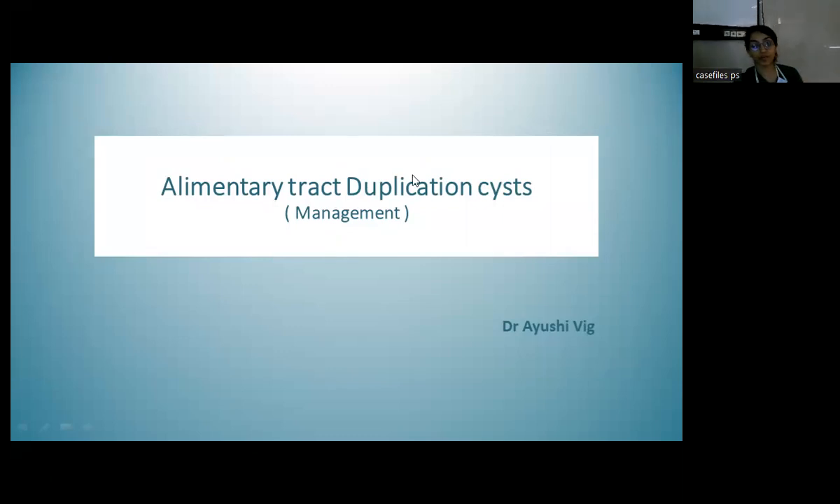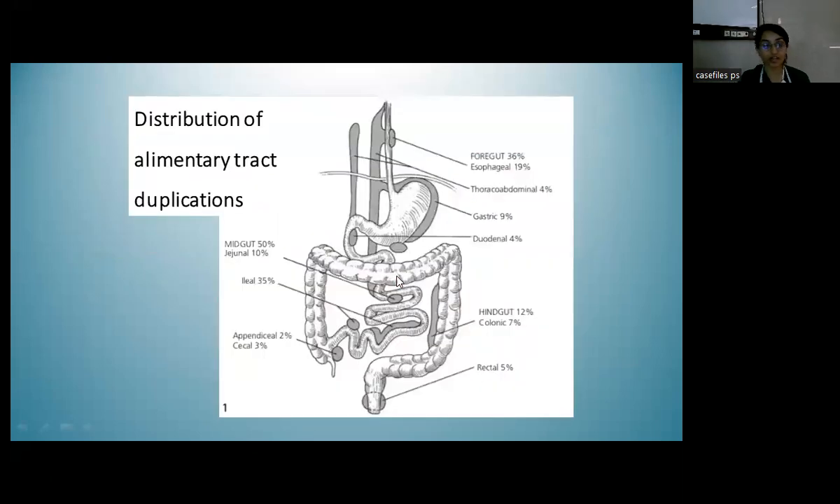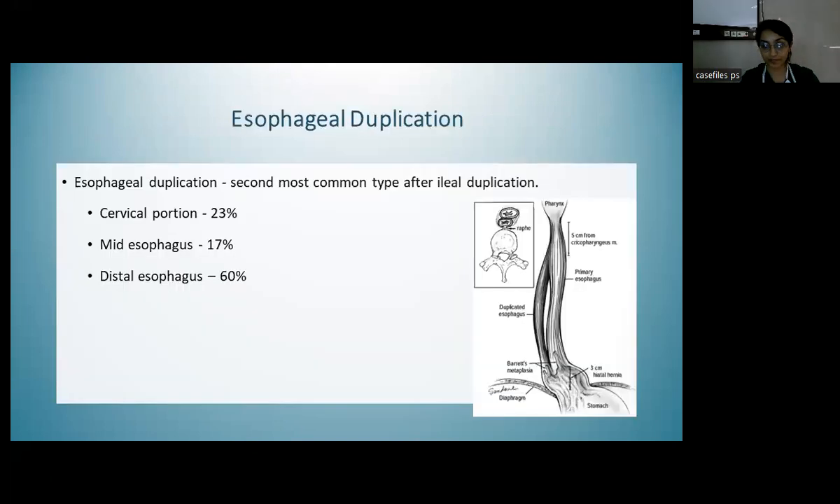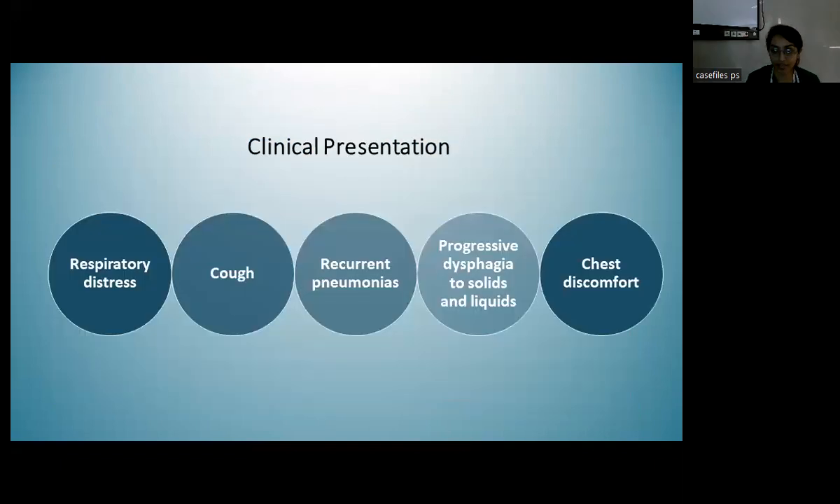Good morning, everyone. We'll now be dealing with the management of alimentary tract duplication cysts. We have already seen the distribution of alimentary tract duplication cysts, most commonly in the ileum, followed by the esophagus. Coming to the cervical esophageal duplication cysts. In esophageal duplication, distal esophageal duplication is most common, accounting for about 60% of the patients, followed by cervical duplication, followed by mid-esophageal duplications.